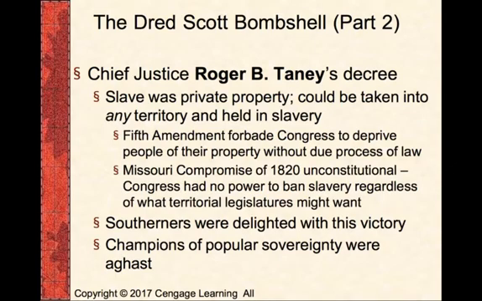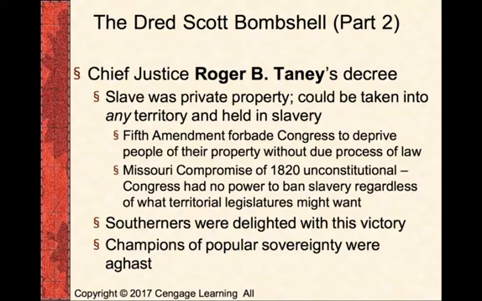Chief Justice Taney wrote the majority opinion for this case. And in that opinion, he wrote that because a slave was private property, he could be taken into any territory and held there in slavery. So, if you think about that for a second, that means that any state, even Massachusetts, could be a slave state. Maine, Illinois, all of those could be slave states.